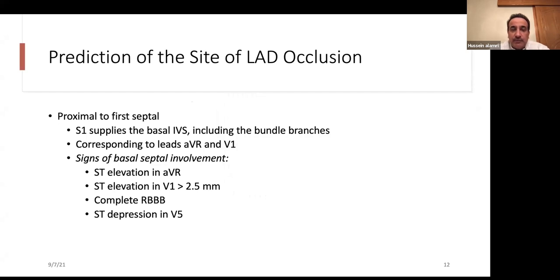There are two sites: either proximal to the first septal or ostial, or proximal to D1. Signs of basal septal involvement, if the first septal is involved: there will be ST elevation in AVR, ST elevation in V1 more than 2.5 millimeters. Usually there is a complete right bundle branch block because the right bundle is supplied by the first septal or the LAD, and there will be ST depression in V5.